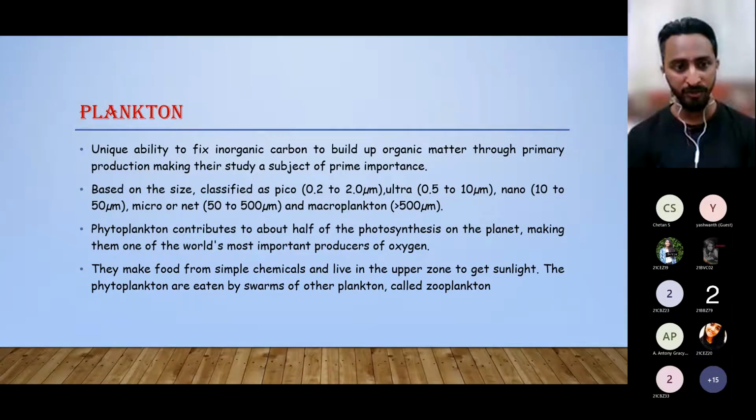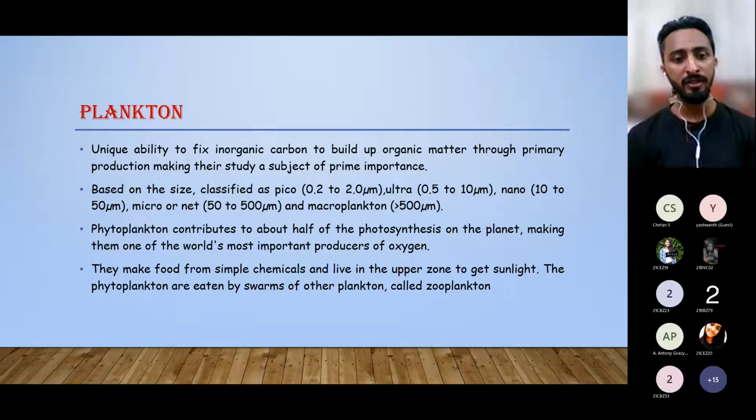So planktons contribute to about half of the photosynthesis of the planet, making them one of the most important producers of oxygen. Trees are not the only life form which gives oxygen to us. Even phytoplankton contributes equally, or rather the algal part of the phytoplankton contributes to the production of oxygen.